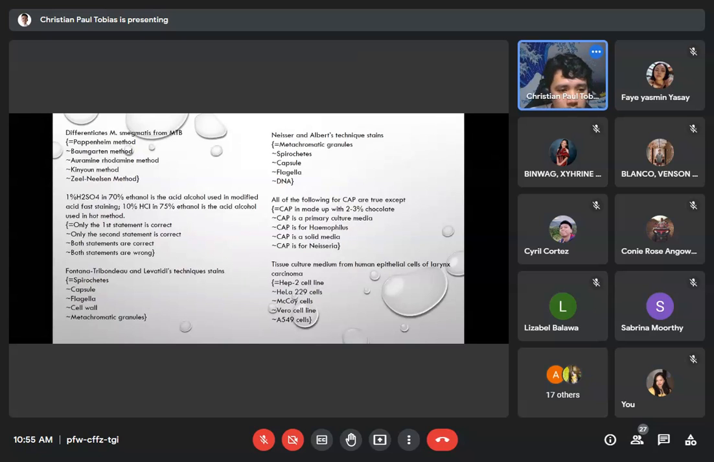Okay. Fontana-Tribondeau and Levaditi technique stain spirochetes. What are our techniques for capsule? We have Anthony's, Hiss, Gins. Flagella, Leifson. Okay. Cell wall, Jar, and metachromatic granules would be Neisser, right, and Albert. Is that right? Let's check, but I think it's right. So, Neisser and Albert techniques, right. Metachromatic granules.